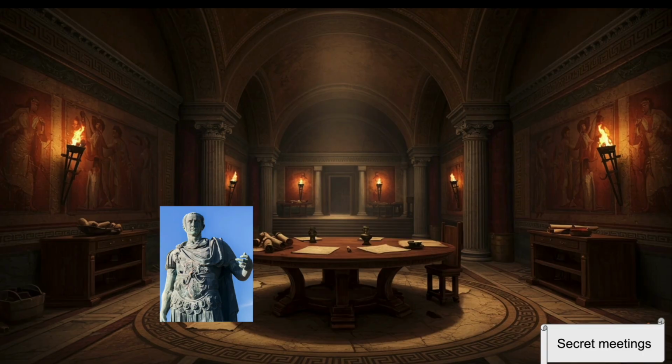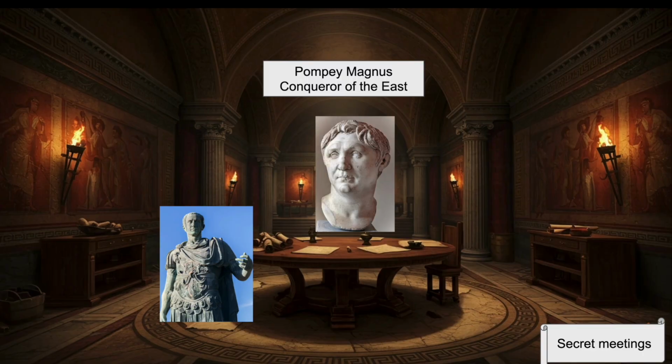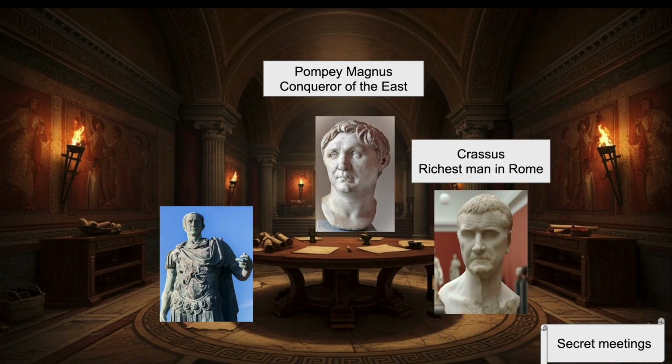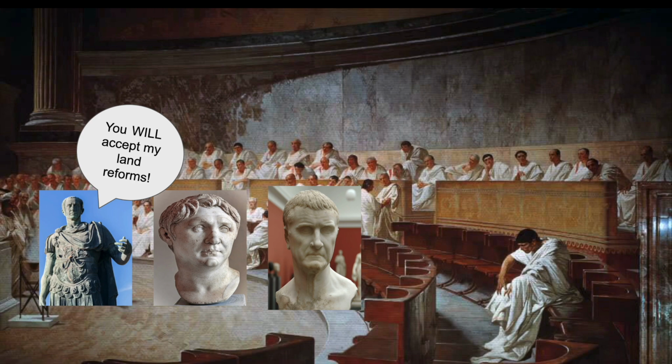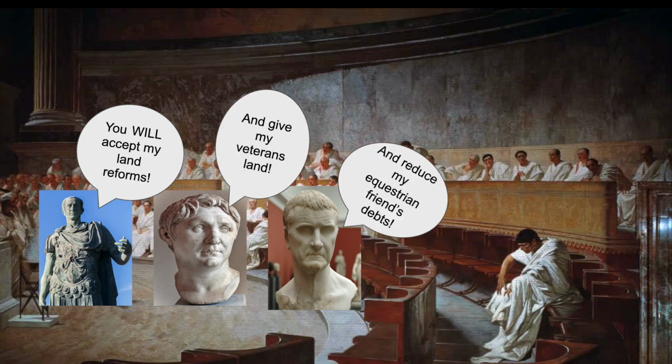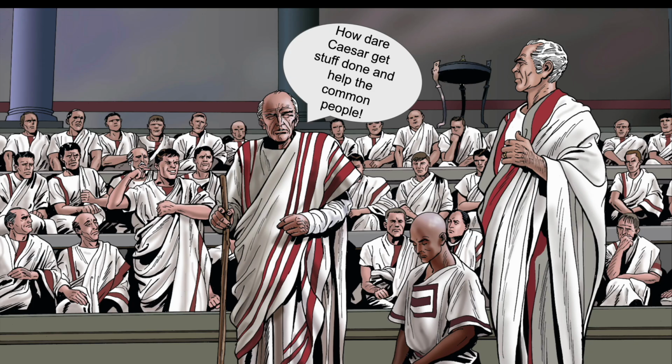So, to get around this, he convened a secret meeting with the two other most powerful men in Rome, Pompey and Crassus. The three of them all had enemies in the Senate, but working together, they were able to force through whatever bills they wanted, dominating the Senate. The Senate, of course, was furious with Caesar, but they couldn't really do anything while he had his alliance.